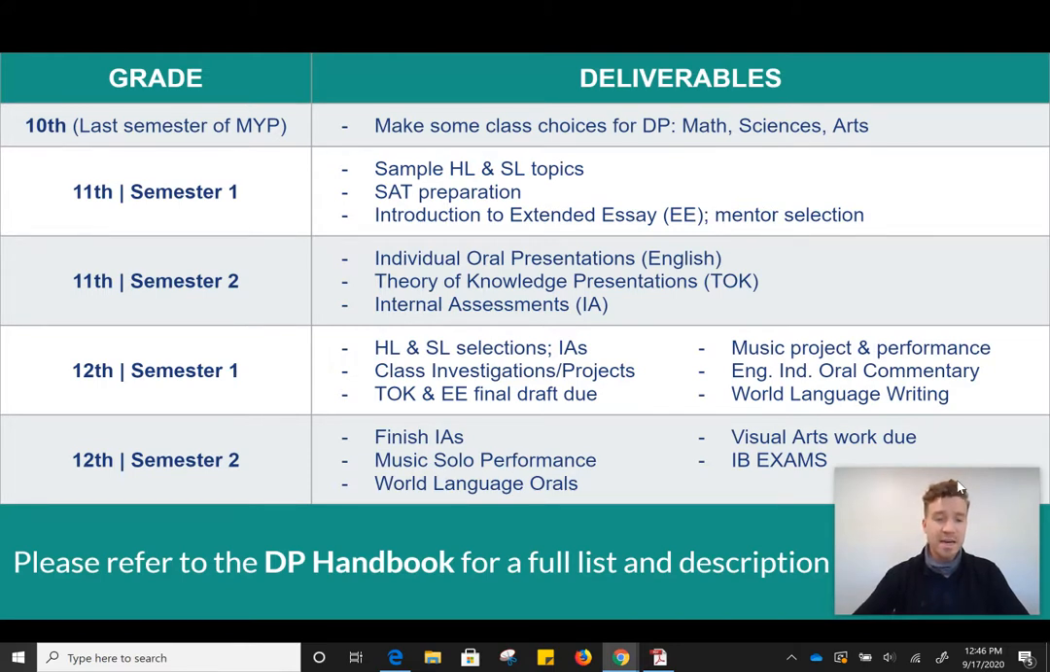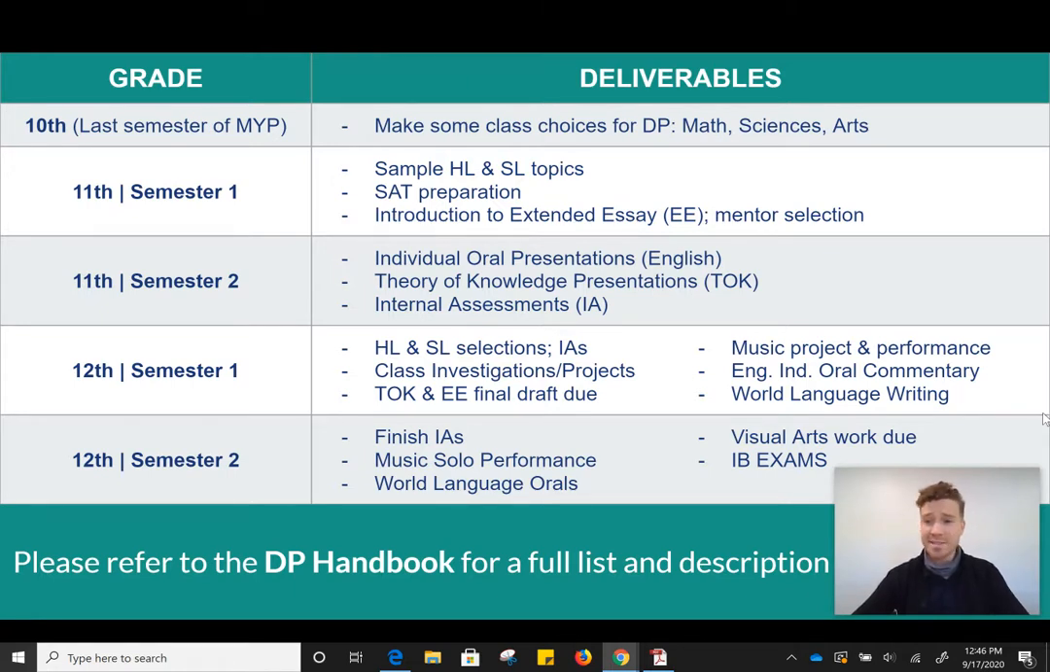Coming into senior year for semester 1, you're going to be making your HL and SL selections. You'll continue and finish up your IAs. You have such things as class investigations and projects. Your extended essay is going to be due or will be worked on. Such things as music projects, orals, world language writing, and et cetera.